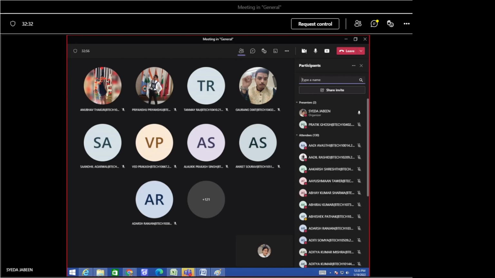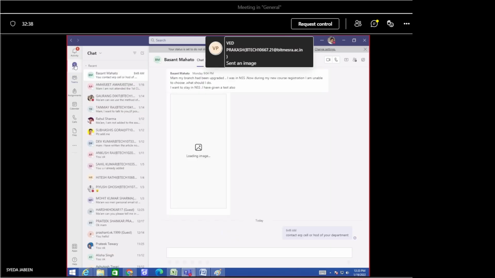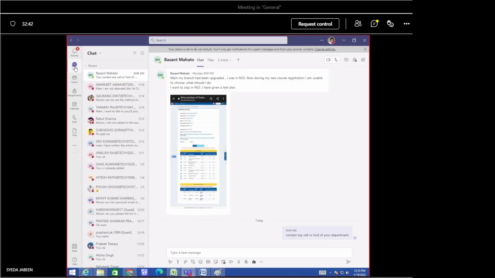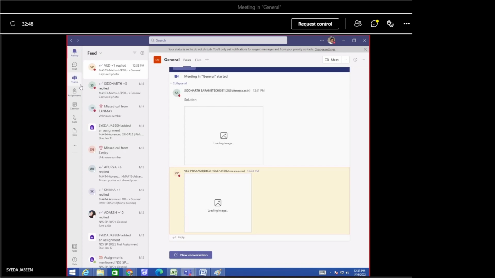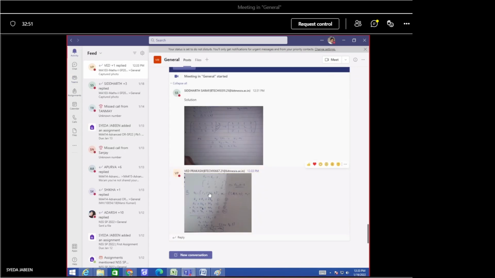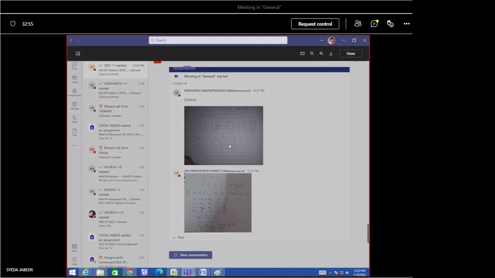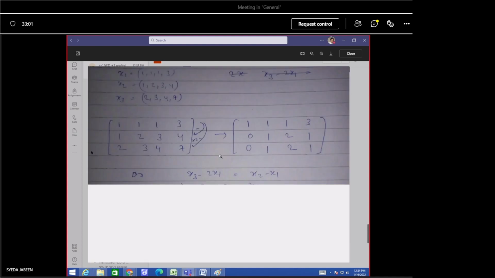Ma'am, I have posted the solution in chat. Okay, let me see. ये डायरेक्ट ऐसे करके नहीं लिखे, पहले रिड्यूस ही कर लो अच्छे से, फिर रिलेशन का लिखना। यहाँ से कहाँ से आया?